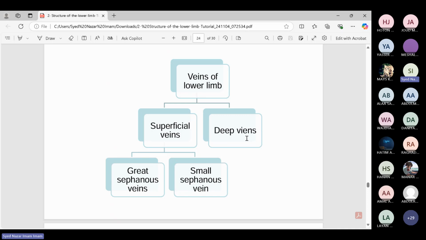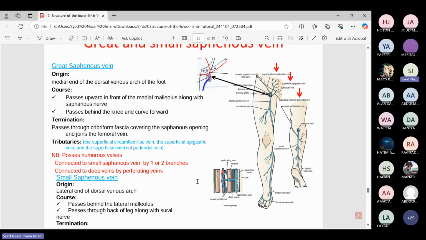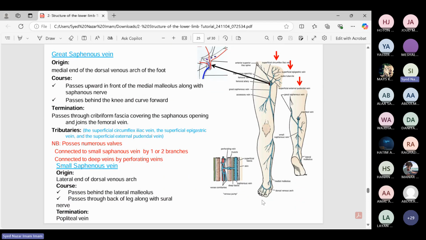They are called the great saphenous vein and the small saphenous vein. On the medial side of the foot, we have the great saphenous vein, and on the lateral side, you will see the small saphenous vein. Now, here you can see the great and small saphenous vein.